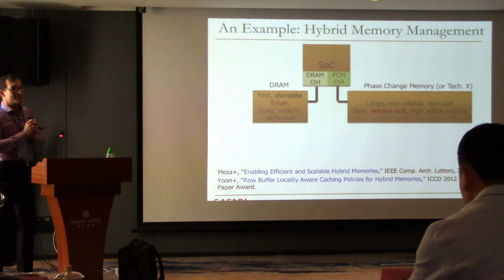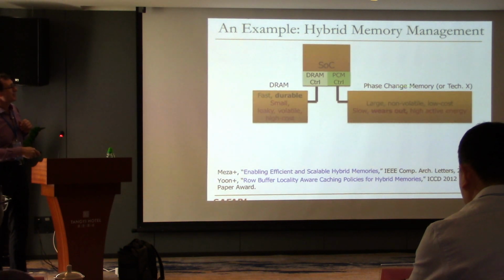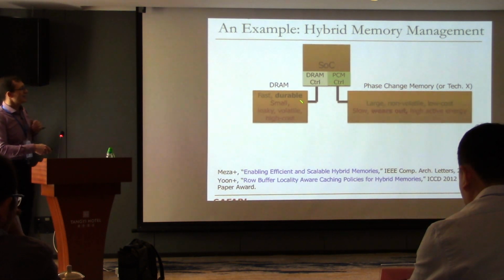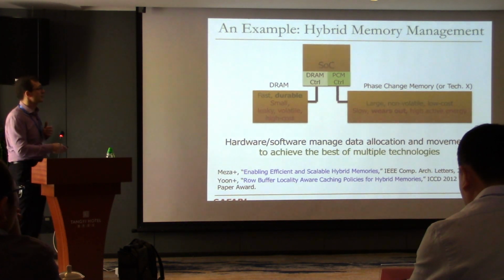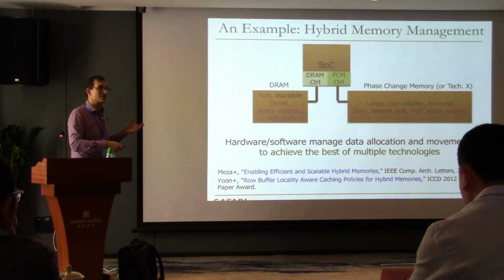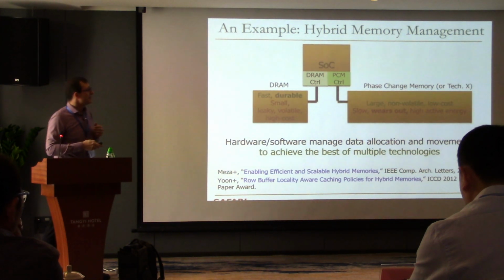There are other examples of this in hybrid memory management. For example, if you have different types of memories with different characteristics, you really need to know the characteristics of your data to take advantage of a system like this, so that you can achieve the best of multiple technologies. Let me give you one example.